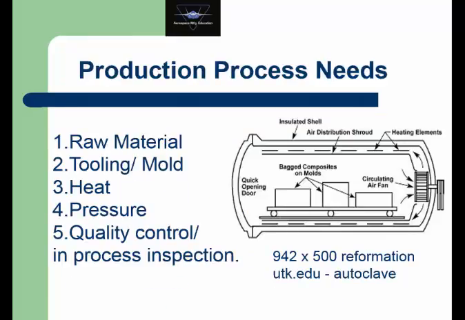So our production process, we have some needs there. We need raw material, we need tooling and a mold, we need heat and pressure, and we need a quality control. A lot of this, I just can't say enough about this. The quality control in composites is largely driven by the continuity of the process of making these parts.